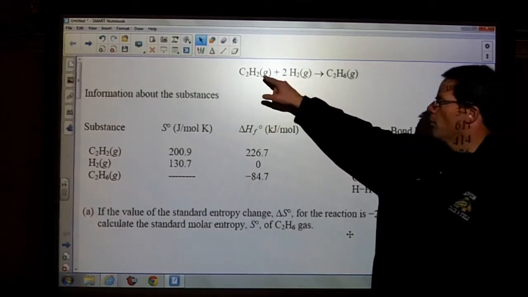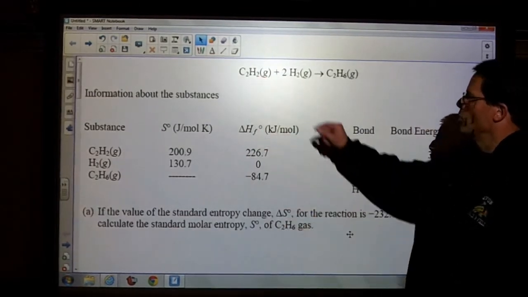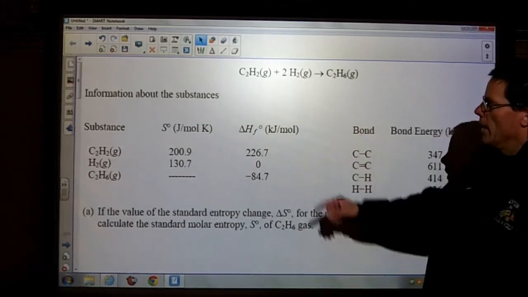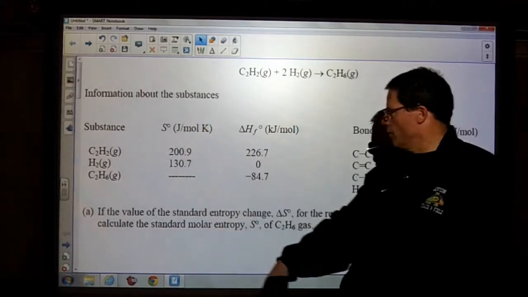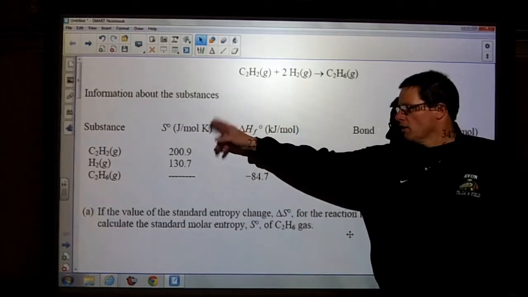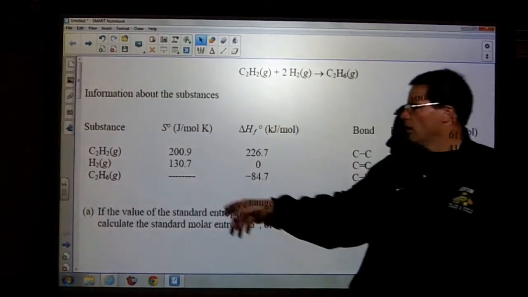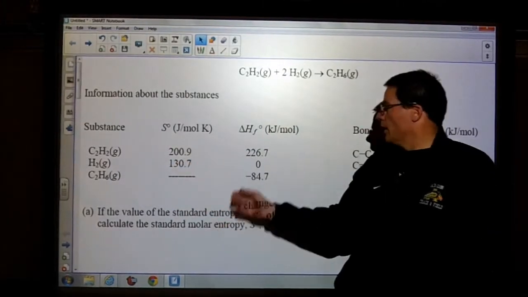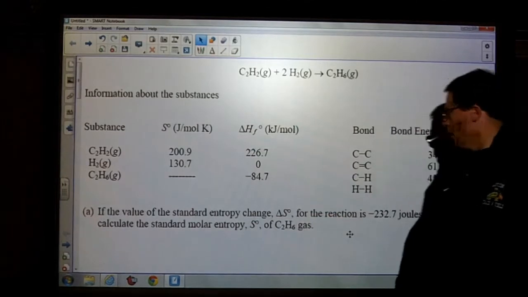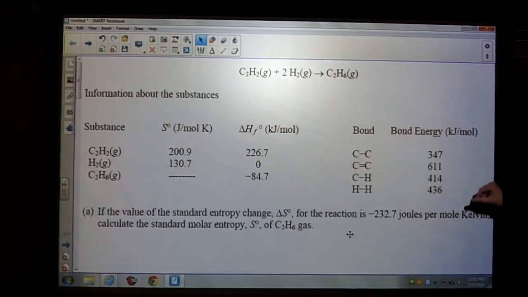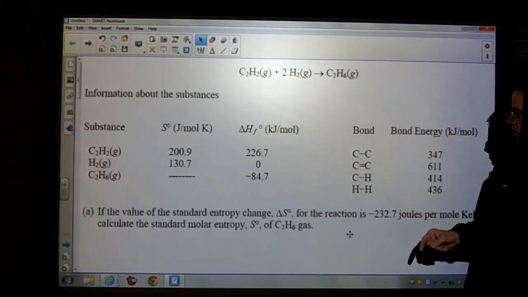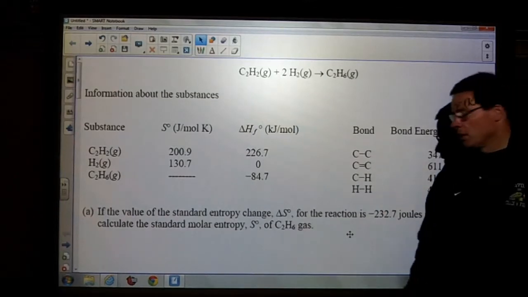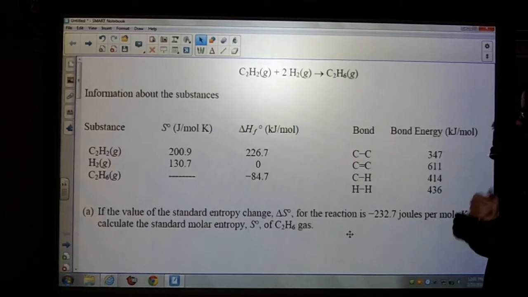All right, so we have our reaction here where we have C2H2 plus 2 hydrogens yields C2H6. Information about the substances is given. So we have our delta S and our delta H. Again, this represents the chaos, disorder, or order, and this represents the heat of formation. And then over here on the right, we have our bond energies for our single bond, double bond between the two carbons, a single bonded hydrogen, and the bond between the hydrogens itself, and the values there.